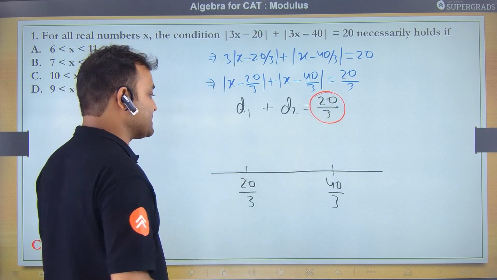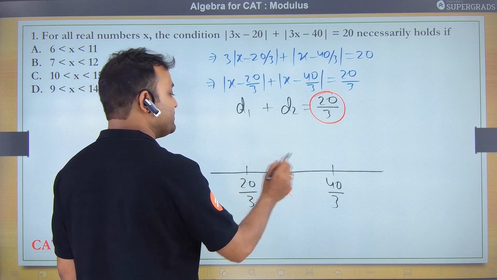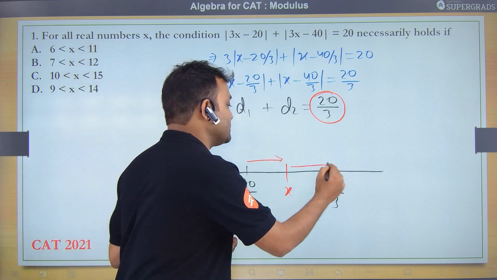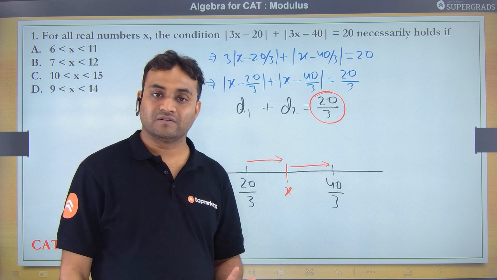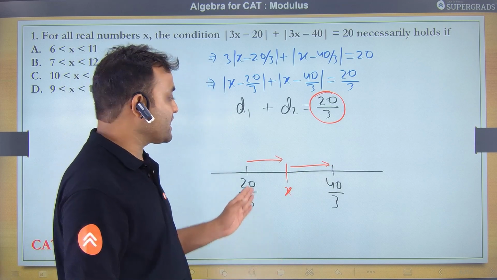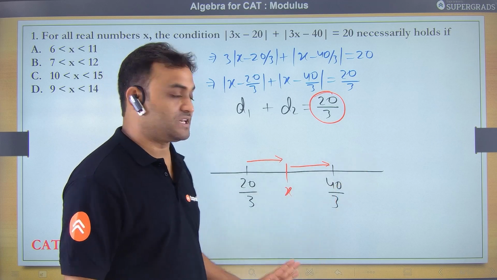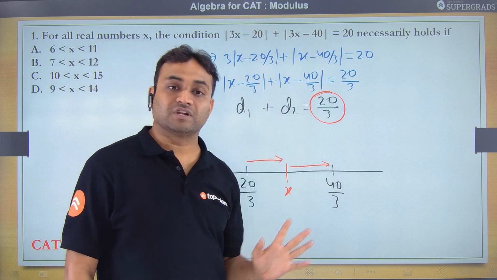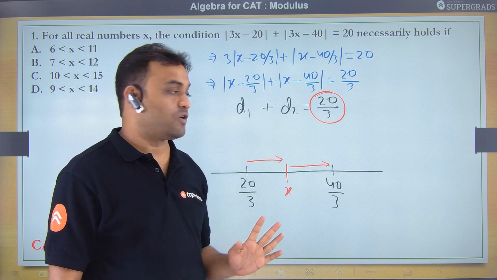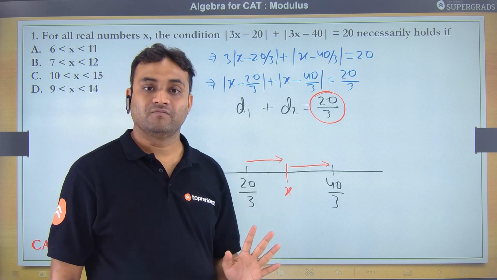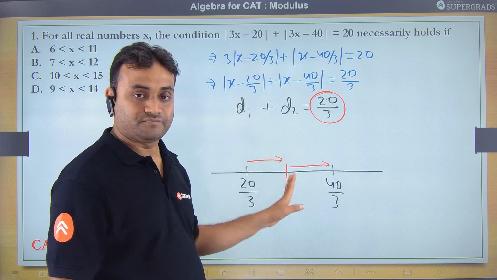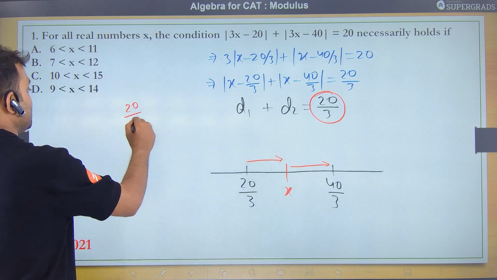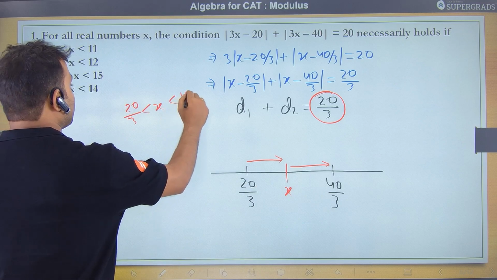That means if I take any value of x between 20 by 3 and 40 by 3, the sum of these two distances will always be 20 by 3. But if you take any value of x which is bigger than 40 by 3 or lesser than 20 by 3, this expression will always be more than 20 by 3. So we can say here that x will lie between 20 by 3 and 40 by 3.